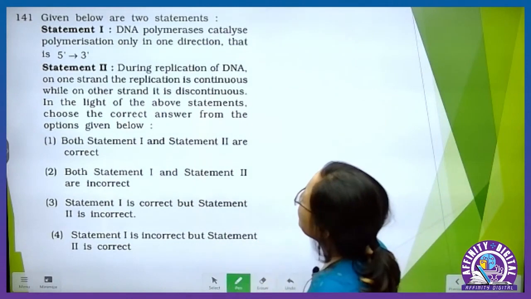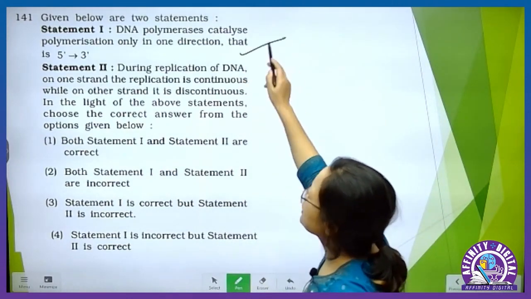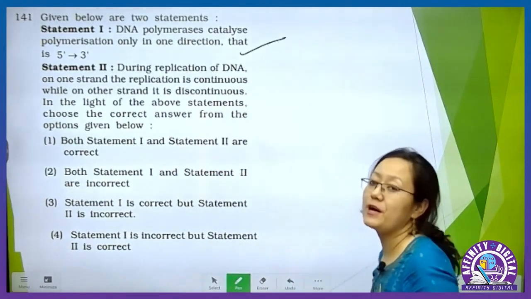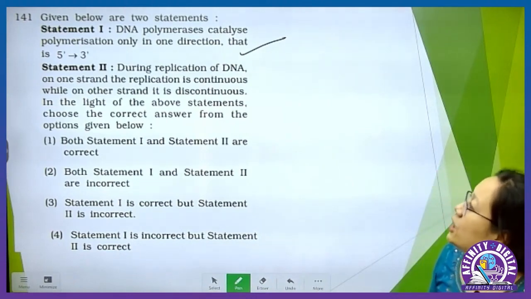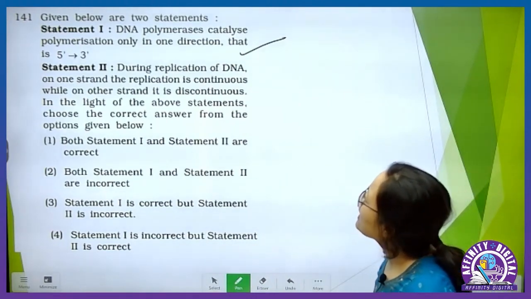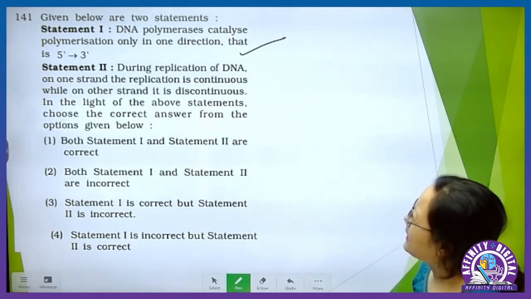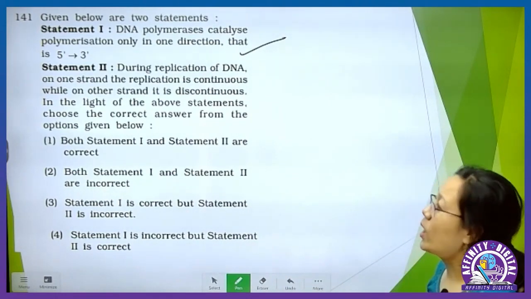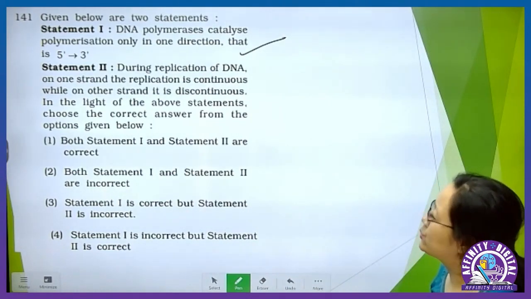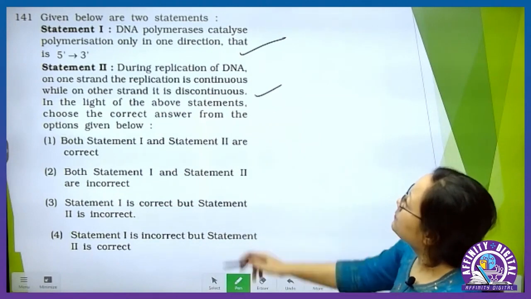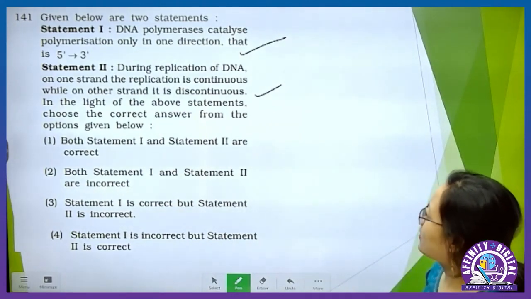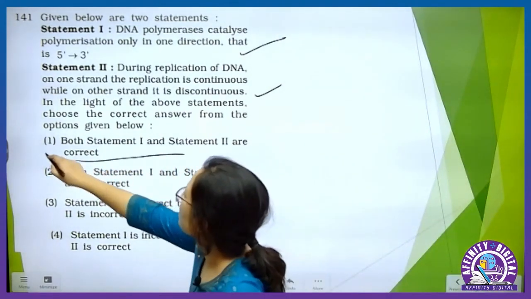DNA polymerase catalyzes polymerization only in one direction. Polymerization always occurs in the 5' to 3' direction. During replication of DNA, on one strand the replication is continuous, while on the other strand it is discontinuous. This is correct. Both statements are correct.